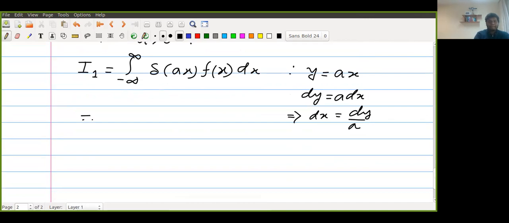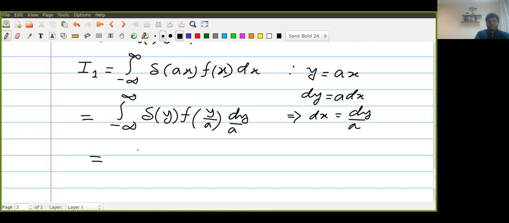So how can I prove this? I want to change the limit. Is a positive? The limit will remain the same. It will be delta of y, and f of x will be f of y over a, dx will be dy over a. So a is positive here, so I can take it out. That's why I'm talking about a being positive.